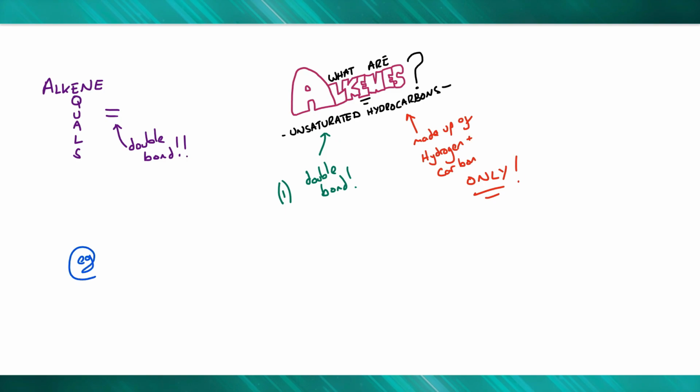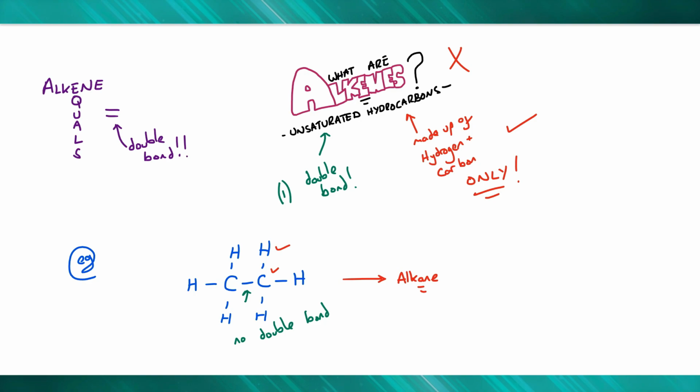And if it's equals, it means it's got an equal sign, which is your double bond. So if we have a look at an example, I've got a molecule here with 2 carbons with 6 hydrogens around it. As we can see, it's got hydrogen and carbon only. So it's a hydrocarbon, but it doesn't contain a double bond. Therefore, it is not an alkene. It is not unsaturated. It's actually an alkane.